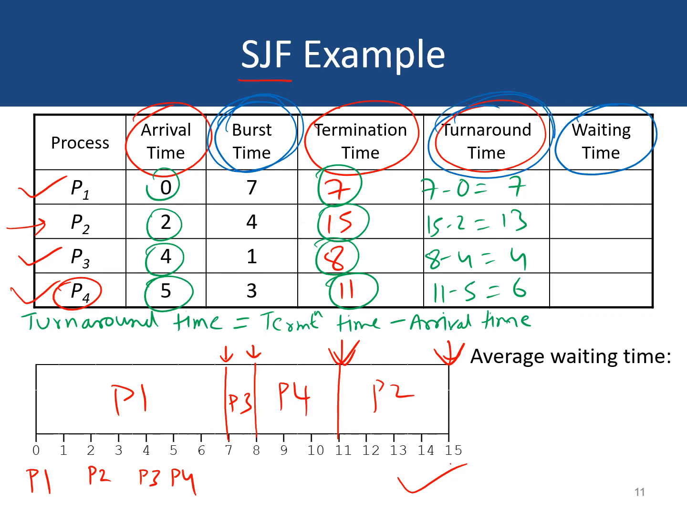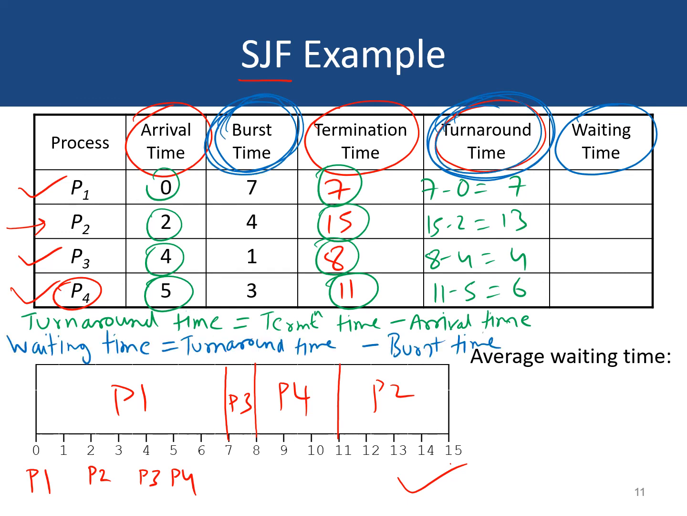So the burst time indicates the time that a process executes on the CPU. The turnaround time is the total of the time the process is spent executing on the CPU and the time it's spent in the ready queue waiting for its turn to execute. Therefore, the waiting time is turnaround time minus the burst time. So let's do this. Process P1, the waiting time would be the turnaround time, which is 7, minus the burst time, which is also 7, right? So 7 minus 7 is 0.